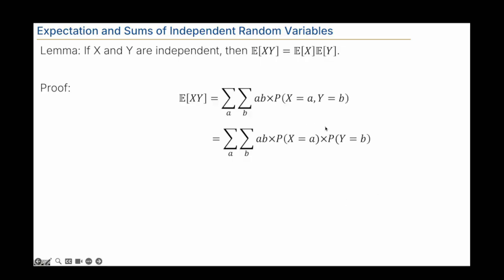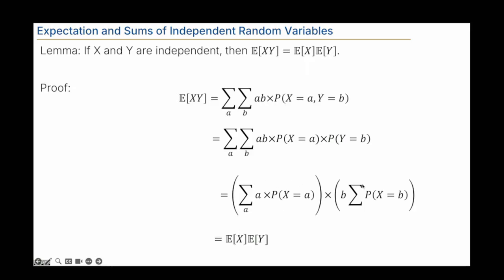Now what we're going to do is add some parentheses. I'm going to put the A together with the probability that X is A, and B together with the probability that Y is B. And I end up with this right here. So I brought these together. And once I've done that, I have neatly on the left the expectation of X, and on the right the expectation of Y.